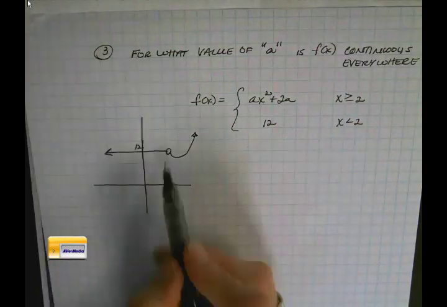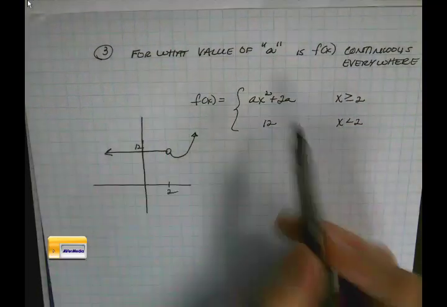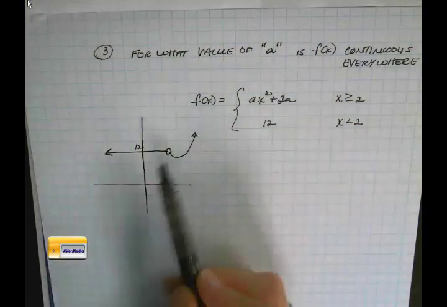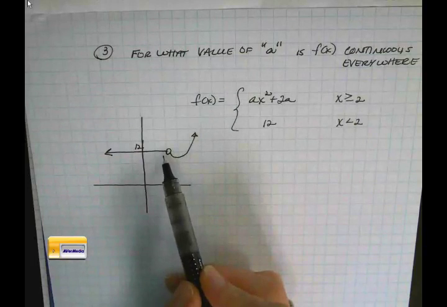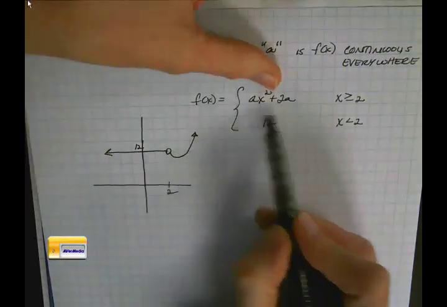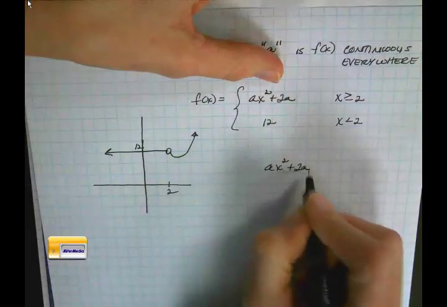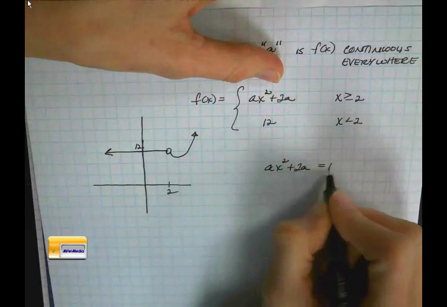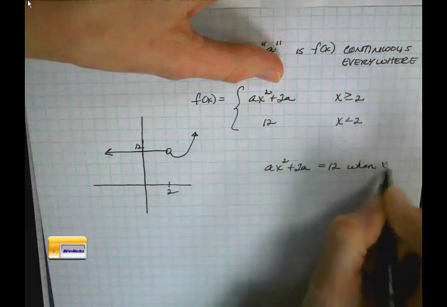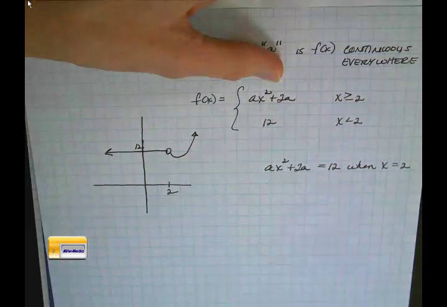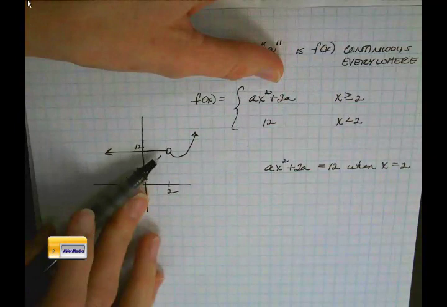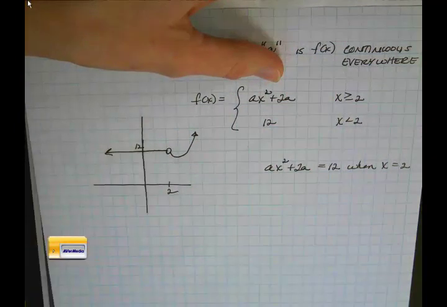Now, I need to fill in the circle here. So I need to write this equation so that it fills in that circle at a height of 12. In other words, I want this ax squared plus 2a to equal 12 when x equals 2. I want the height of the function to equal 12 when the x value is 2, so it'll fill in that circle right there. I want ax squared plus 2a to equal 12 when x equals 2.